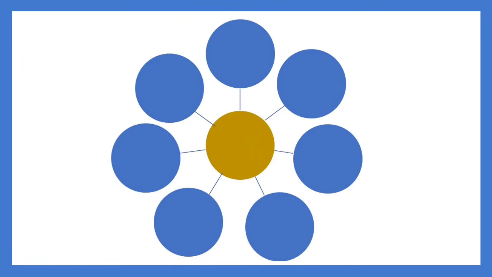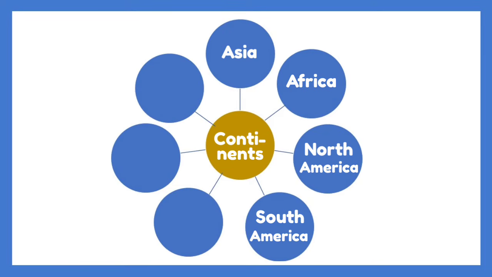Let us say your main topic is continents of the world. And then, the web or the circles surrounding the main topic are where you put the specific details or specific names or examples of the continents, like Asia, Africa, North America, South America, Antarctica, Europe, and Oceania or Australia. Okay? Let us now move on to cycle diagram.